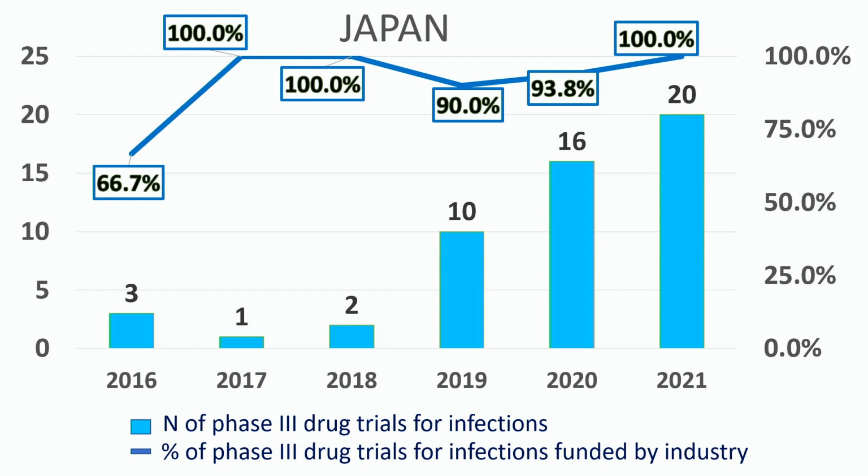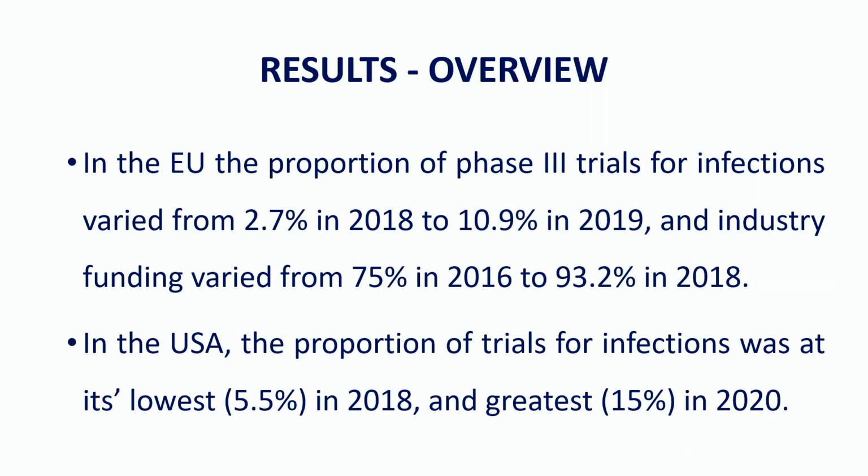As you can see, the numbers show 1 study, 2 studies, 2018. Now we have 20 studies in 2021. And as you can see, in Japan, these studies are all more or less funded by the industry, so 100%, 90% in 2019, and back to 100% funded by the industry in 2021.